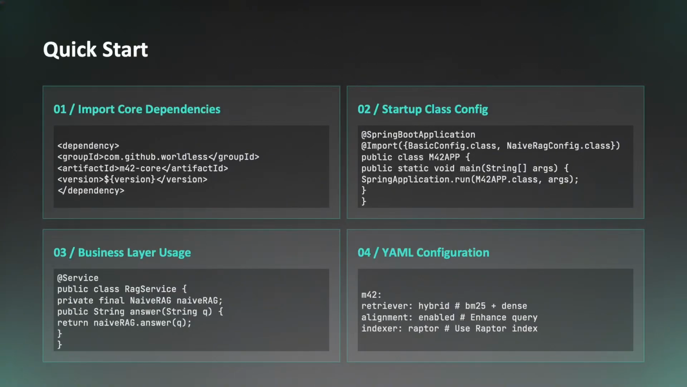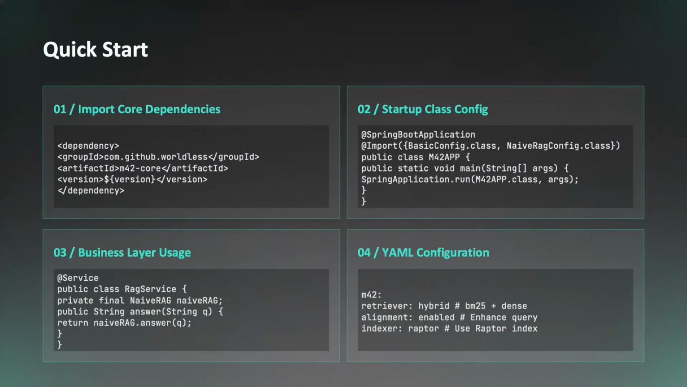We use NaiveRAG config as a demo here. Third, inject the pre-assembled RAG solution via constructor injection in your business service layer. Then directly call the answer method to process user question requests.